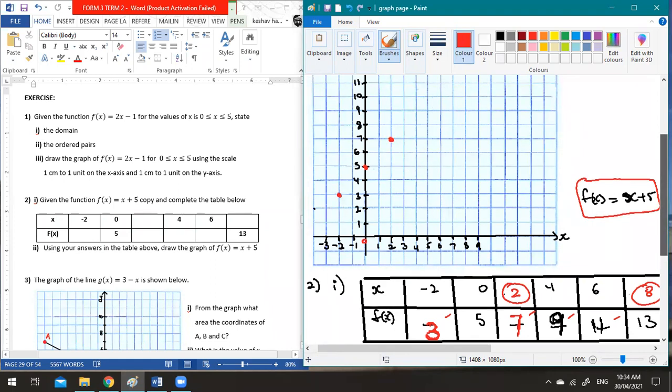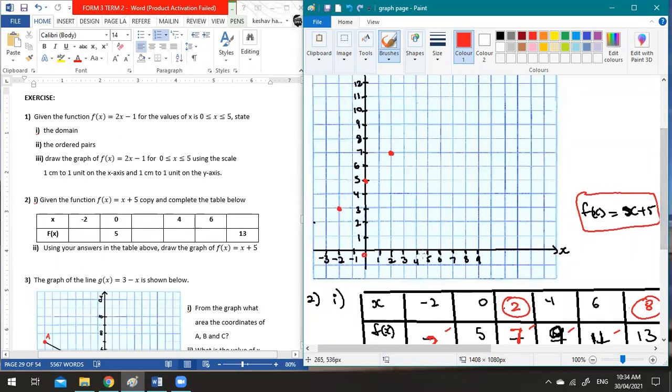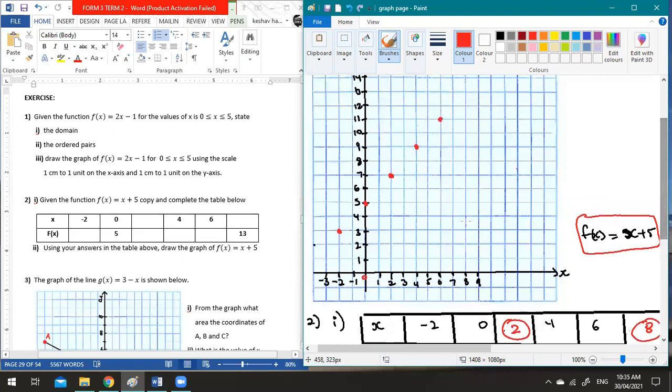Then we have 4 and 9. So you're going up the 4 line until you reach 9. 6 and 11. So you're going up the 6 line until you reach 11. And then 8 and 13. I'll go up a little bit again. So I'm going up the 8 line until I reach 13, which is here.